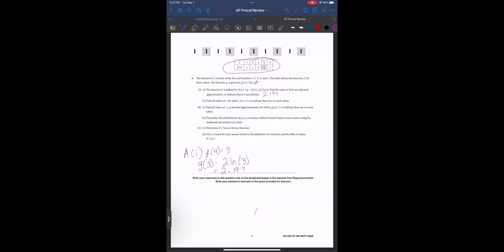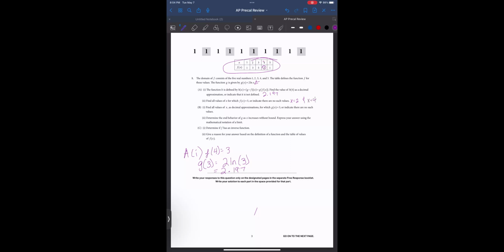Now the next thing it says: find all values of x for which f of x equals 3, or indicate if there are no such values. So when is f of x 3? When x equals 2. Oh, never mind. And x equals 4.